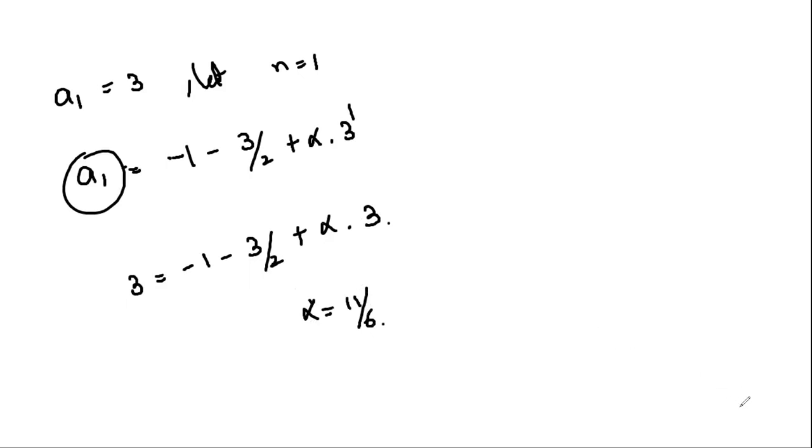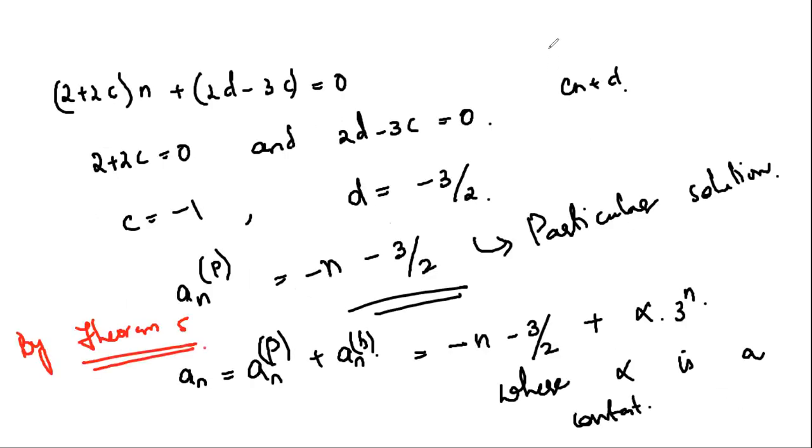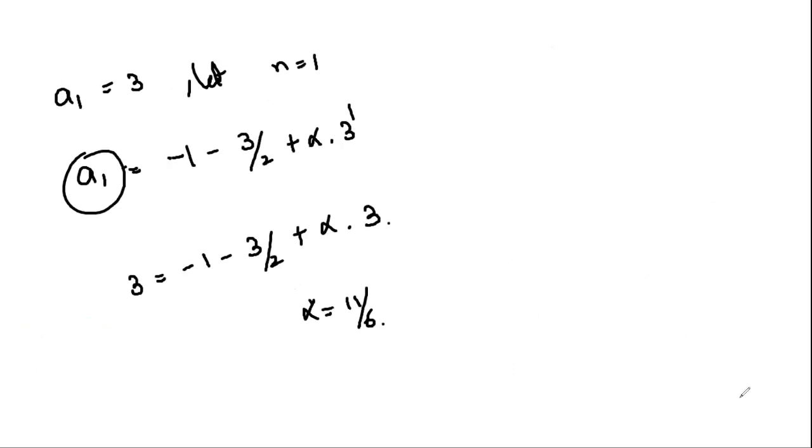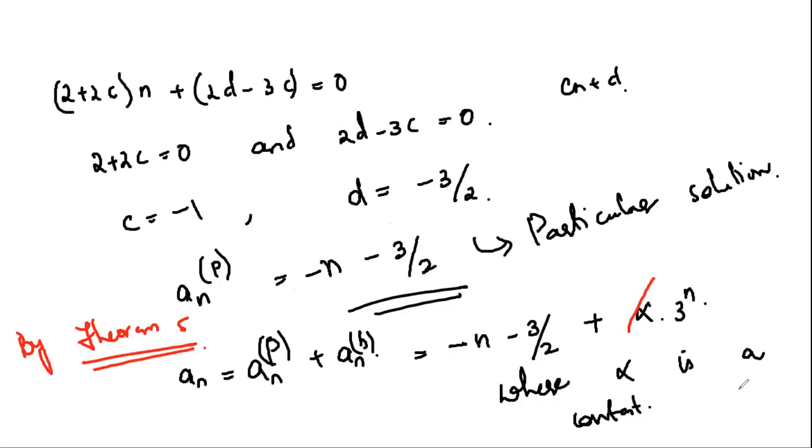So alpha value we have obtained. Now let's go back to our equation. I'm writing here by just striking this off, but in your notes, please write it finally over here, because it is easier to understand. So your final solution will be minus n minus 3 by 2 plus 11 by 6 into 3 power n. So this is an example problem by using theorem 5.